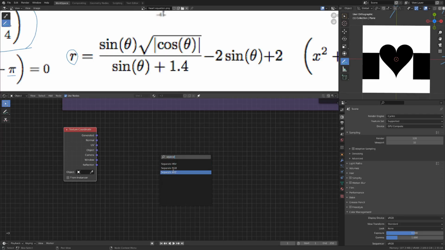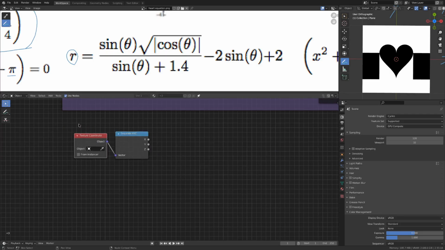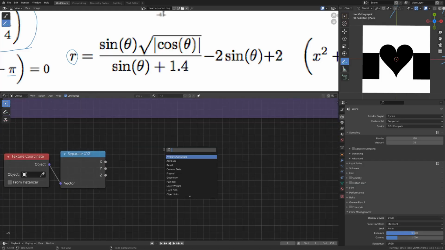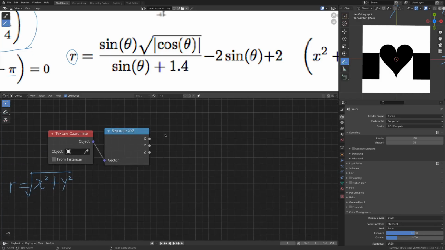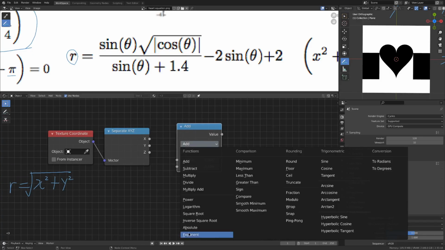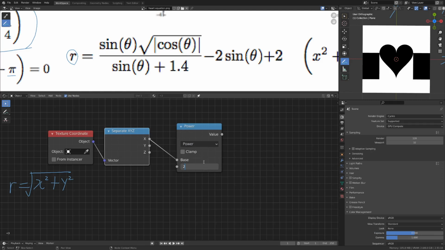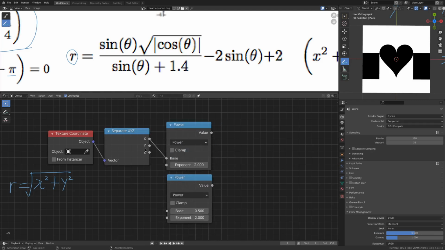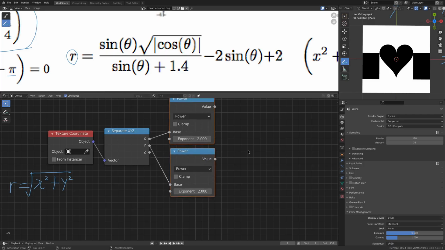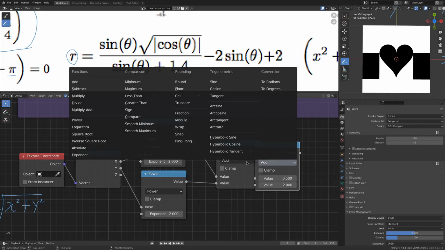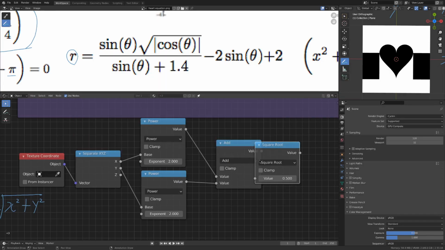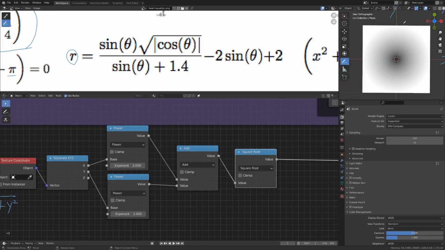Separate XYZ node, and as I said, the radius is r equals the square root of x squared plus y squared. So we're going to make this in a math node. Math, set it to power, and set the exponent to 2. And make another one. And we're done. We're going to add a math add node and add that, and then we are going to square root that, which will make this circle here.